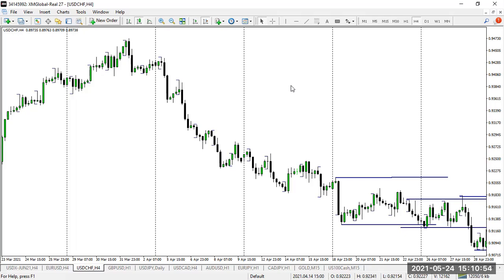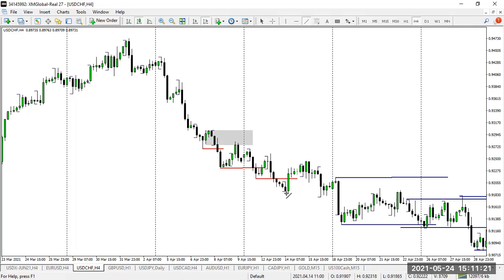Let me see something here. So you see that lower low, lower high, lower low. This is the order block. Let me do this so I can show you. This is the BMS. This is the BMS. This is the BMS.